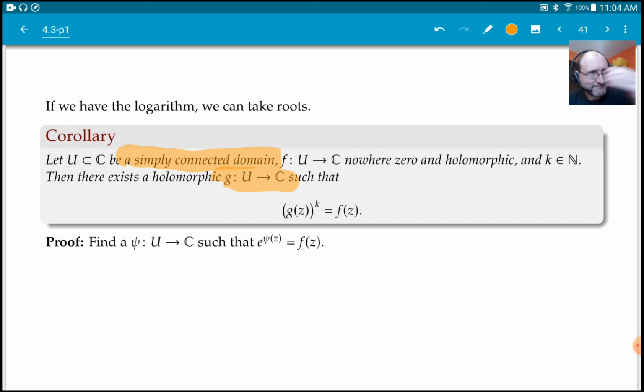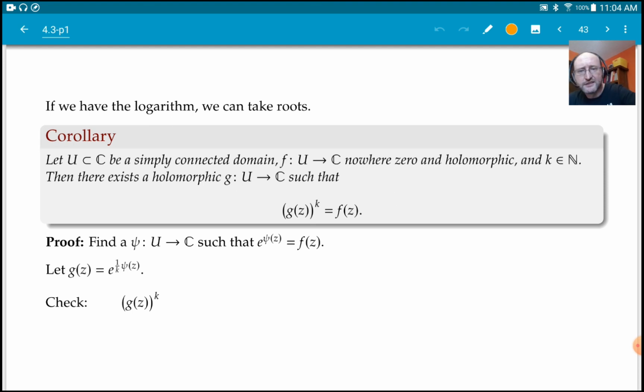So how do we find this function? Well, we can get logs. So find a c such that e to the c is f. And now define your g as e to the 1 over k times c. And I claim that's the right g. Well, let's check. g to the k. Let's plug in the definition of g, and laws of exponents, and we get e to the c. Well, e to the c is f.